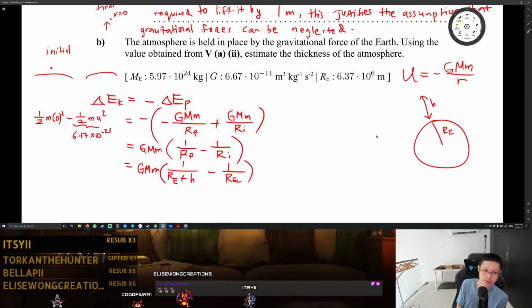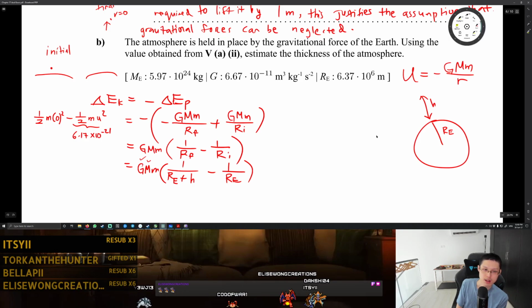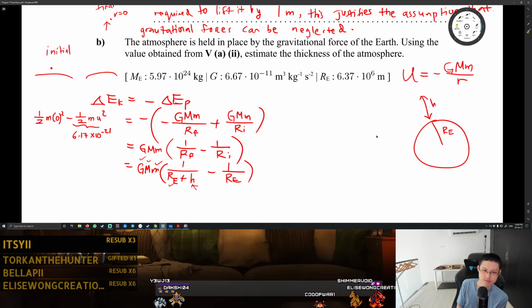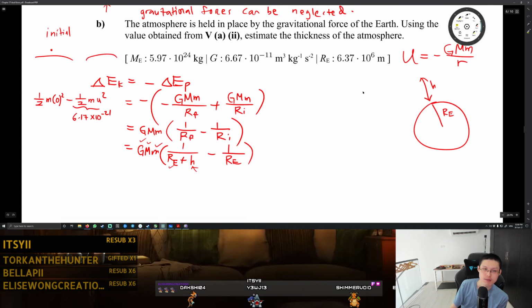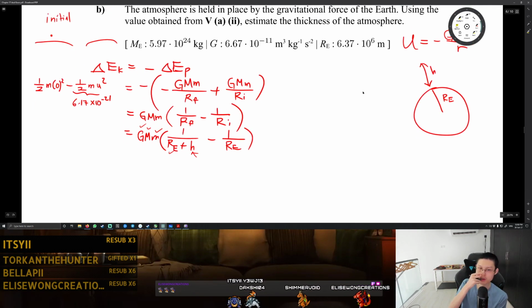This is going to be quite messy. Let me see, how can I simplify this further? We actually have all these unknowns already. We know what G is, we know what the mass of the Earth is, we know what the mass of a single molecule of nitrogen 28 is. We know what the radius of the Earth is, so we can actually work out H. This is going to be a pain though, because you're going to get a quadratic, I think.